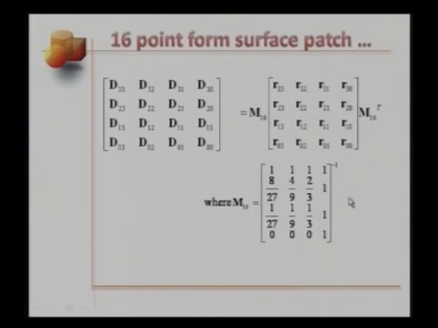Nevertheless, with the sampling information available to us, we can identify the unknown coefficient matrix Dij, and once we have that, we have the mathematical expression for the 16-point form surface patch.